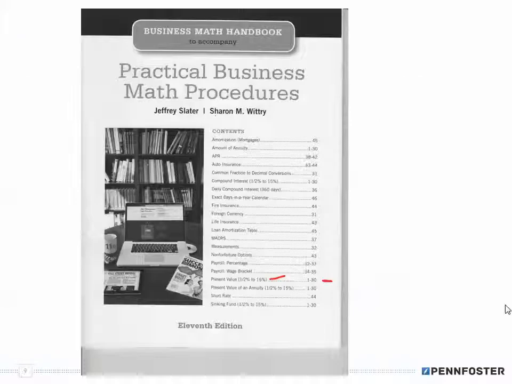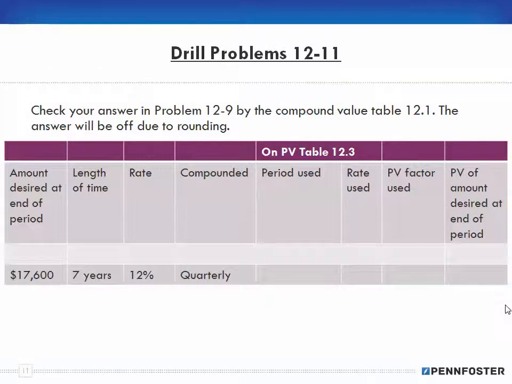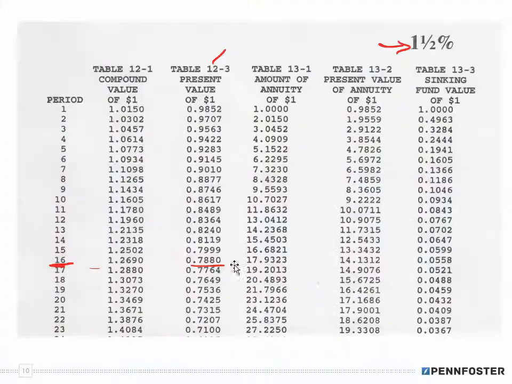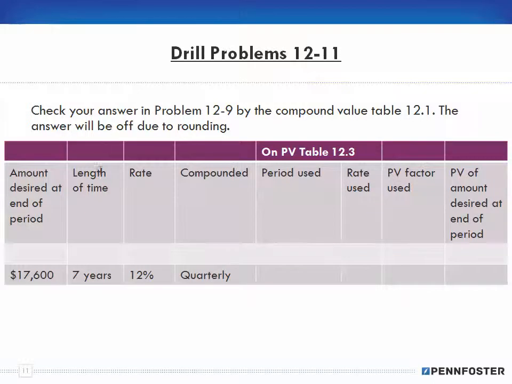All right. Let's go down to the last drill problem, 12-11. It says, check your answer in problem 12-9 by the compound value table 12.1. The answer will be off due to rounding. So this is basically the same thing here, but instead we're checking our answer by finding the present value.